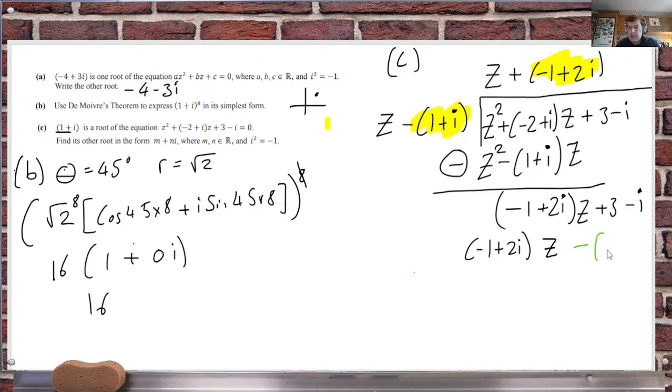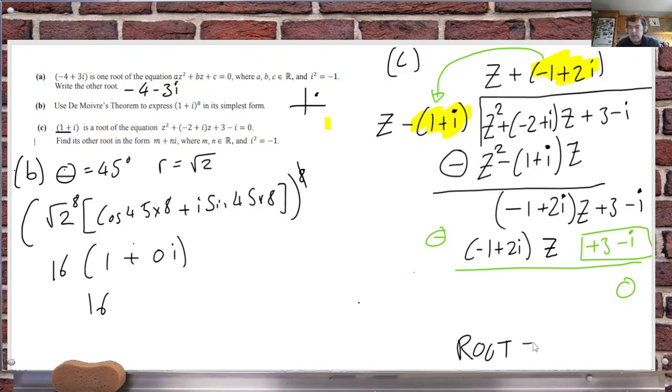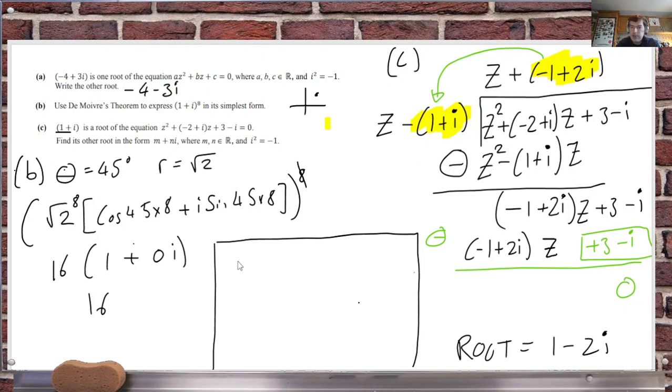minus 3, plus 3 minus i. That's what hopefully I should get when this guy multiplies this guy. It should make this here, because I want everything to cancel when I subtract them. So the other root would be 1 minus 2i, but what I should do here is just check that multiplication works.